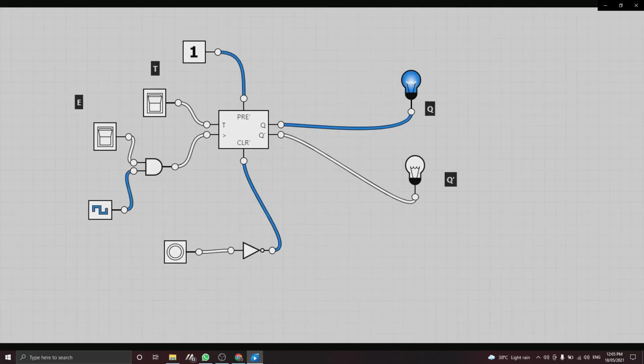Simulation of T flip-flop. When both the inputs are 0, the outputs keep changing according to the clock pulse. When E is 1, Q dash is 1. When both the inputs are 1, the outputs keep changing.